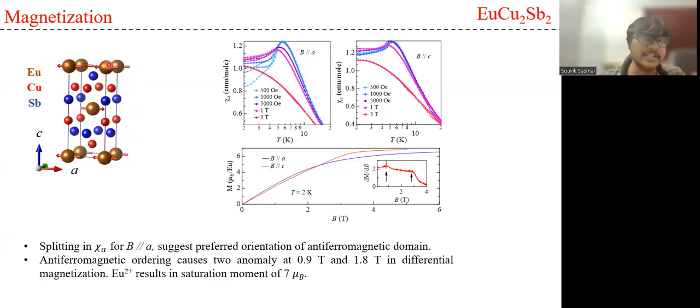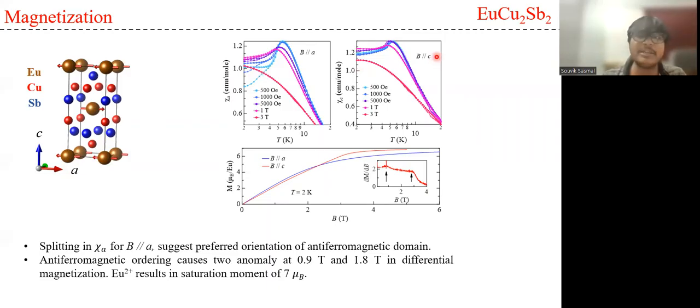So due to this, we have seen some kind of small bifurcation between ZFC and FC. In general, antiferromagnets don't show bifurcation, but some kind of antiferromagnetic domain present in this case can lead to this small bifurcation.